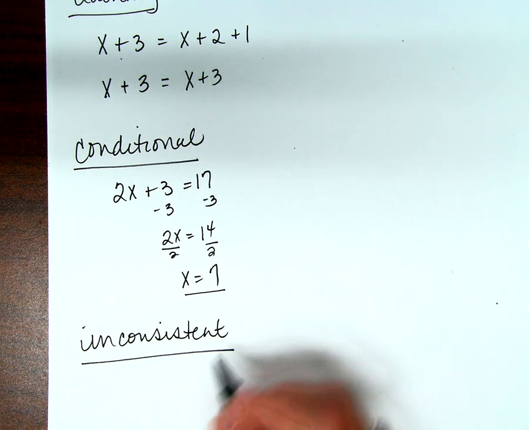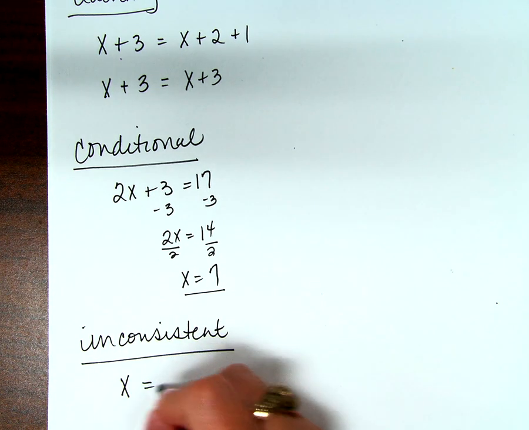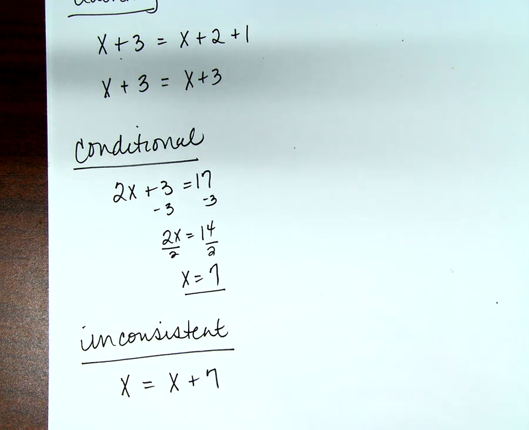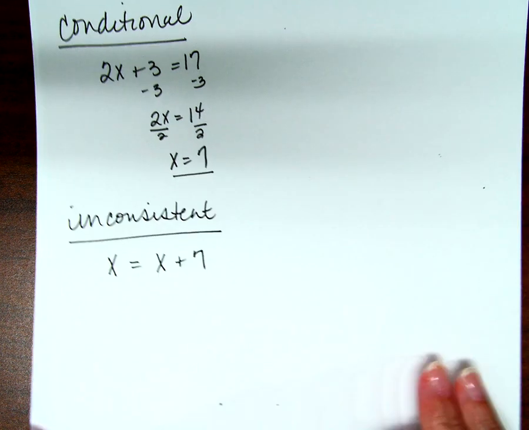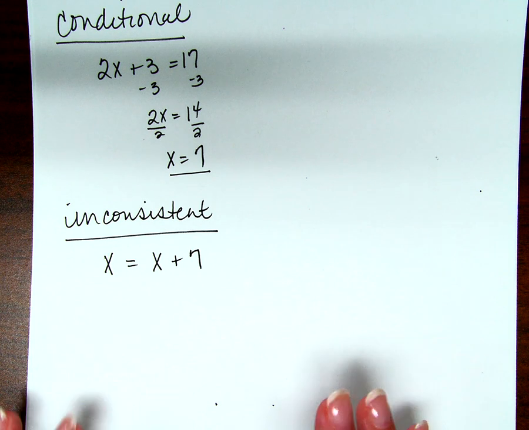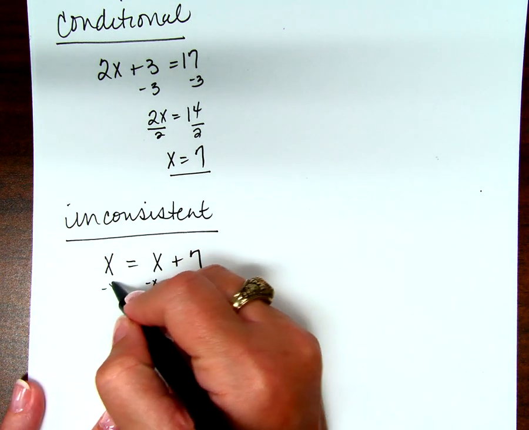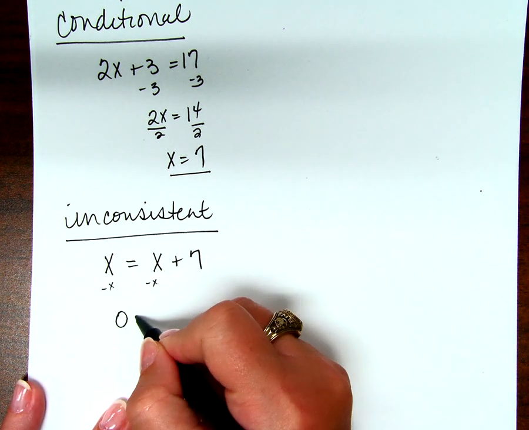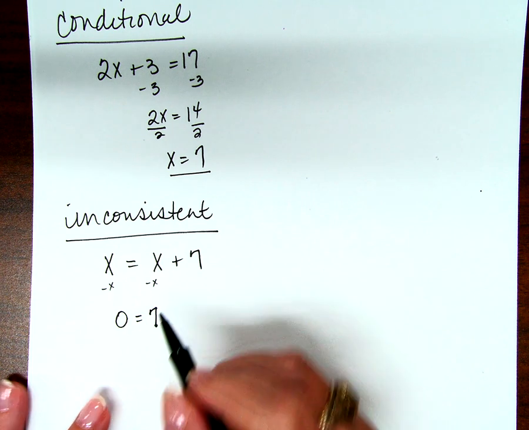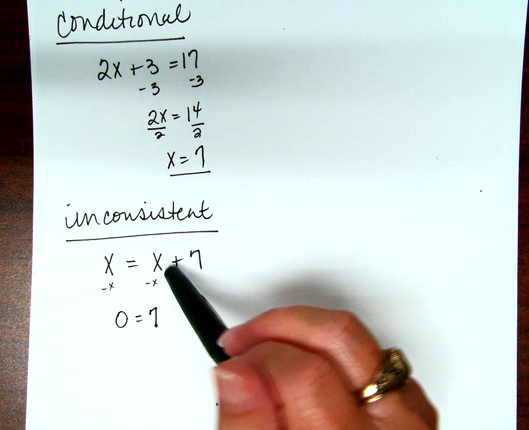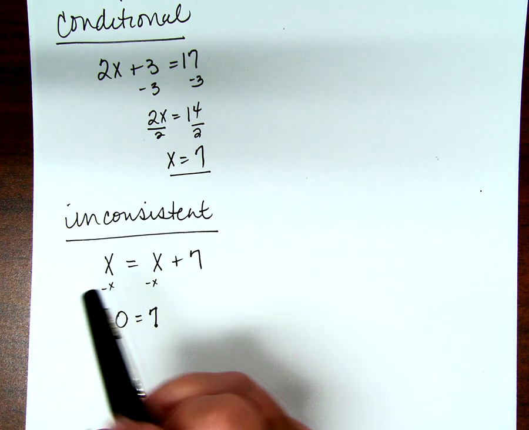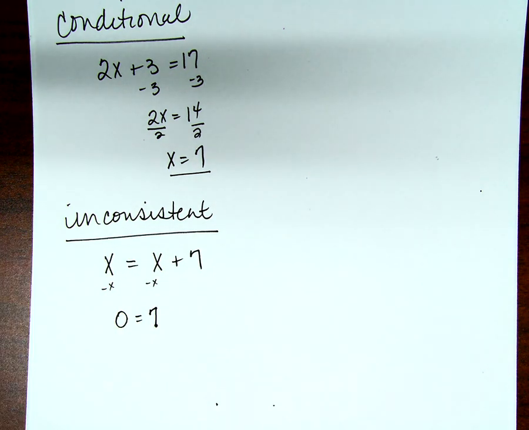is inconsistent. So it'll look something like this. X equals x plus 7. In what situation will x equal x plus 7? Well, if I try to solve it by subtracting x from both sides, 0 equals 7. Will 0 ever equal 7? Then this is inconsistent with what we're told, what we know. Does that make sense? Okay.